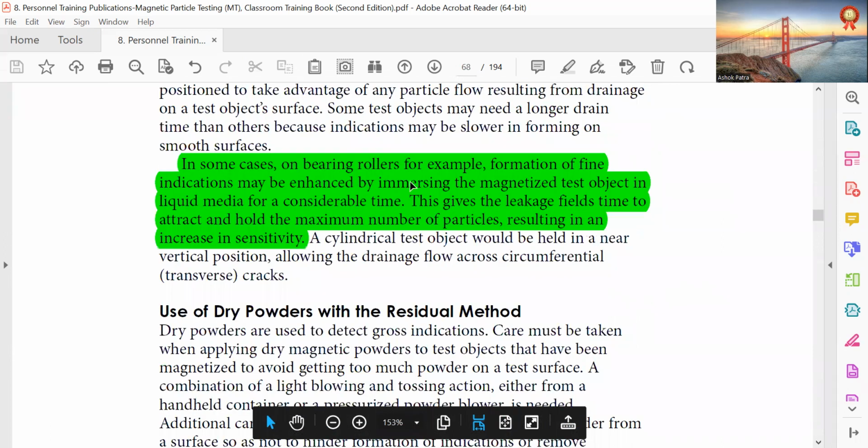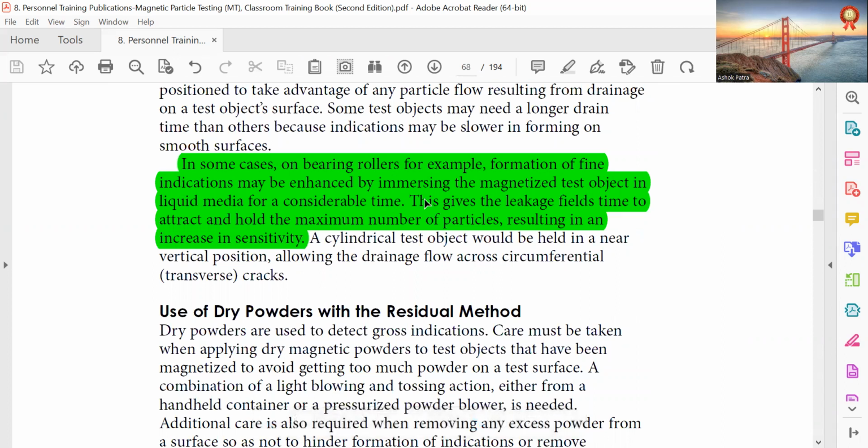In some cases, on bearing rollers for example, formation of fine indications may be enhanced by immersing the magnetized test object in liquid media for a considerable time. This gives the leakage field time to attract and hold the maximum number of particles, resulting in an increase of sensitivity.